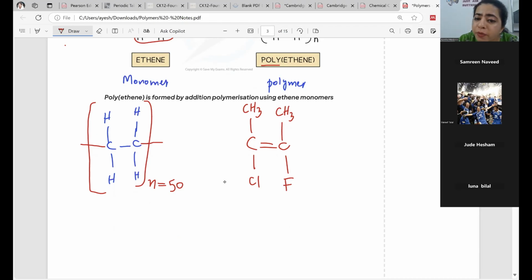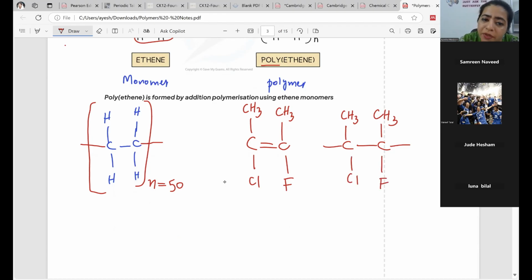If you want to make its polymer, just break the double bond into single, extend the lines, put the same groups attached above, attached below, whatever is at the start, put the bracket which is cutting the side bonds and put the number outside.